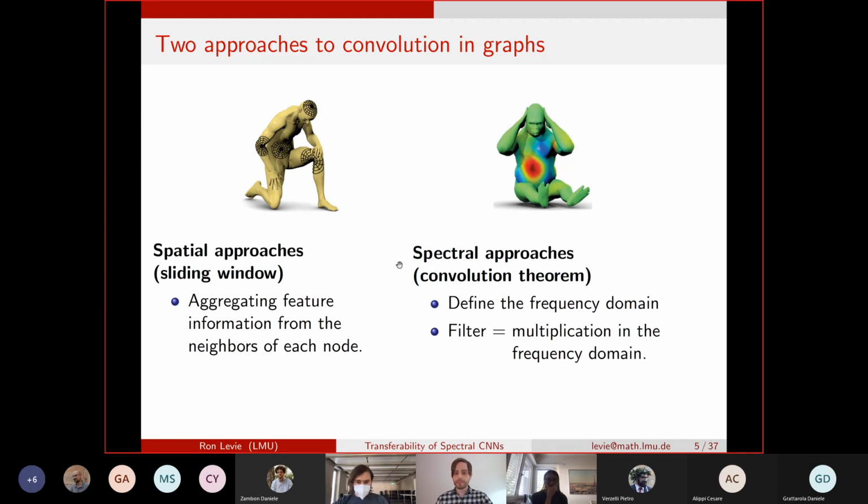Now, the spectral approaches are inspired by the classical convolution theorem that says that convolution in the spatial domain is equivalent to multiplication in the frequency domain.